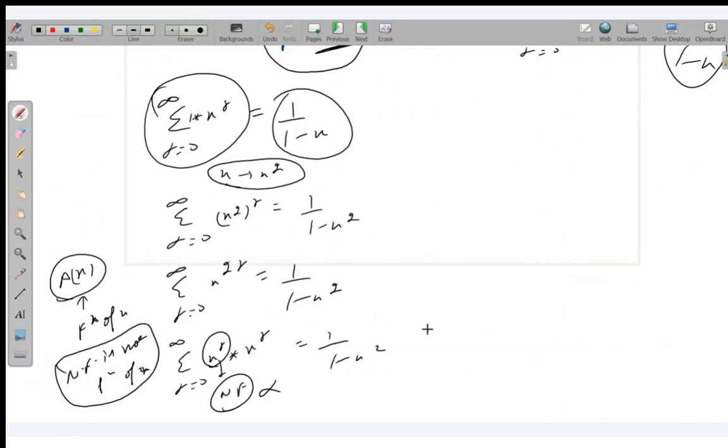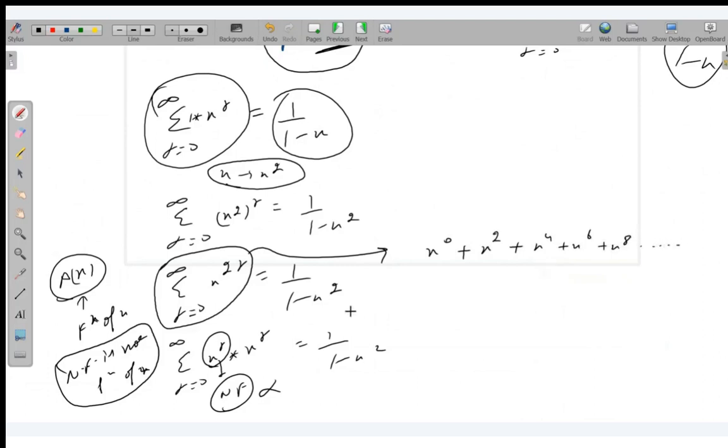So now the question arises, how to find the numeric function? I will apply a small trick. I will simply try to expand it. When r is 0, I will get x power 0. When r is 1, I will get x square. When r is 2, I will get x power 4, then x power 6, x power 8, and so on up to infinity.